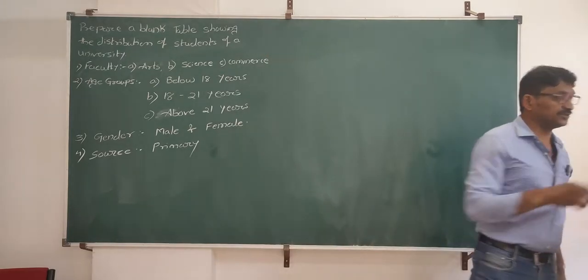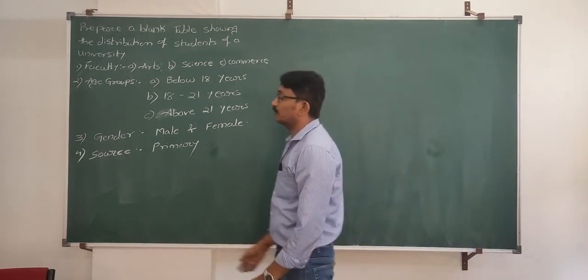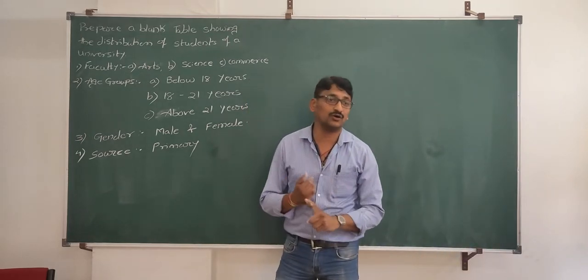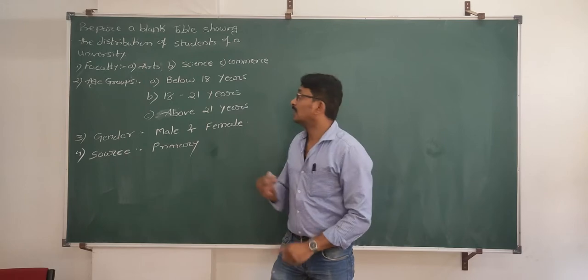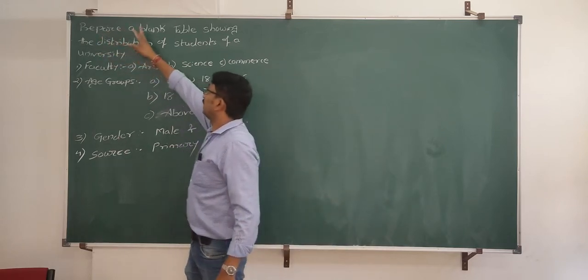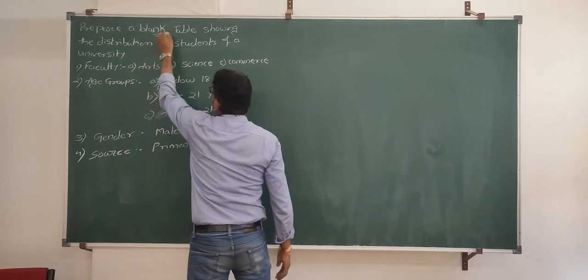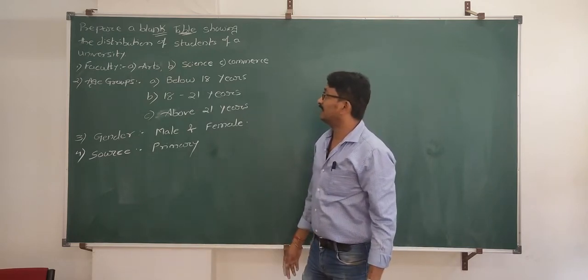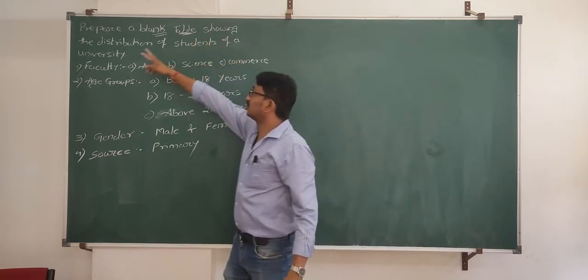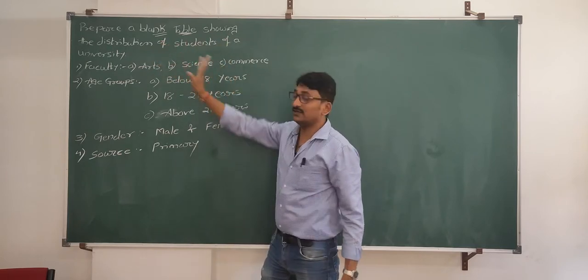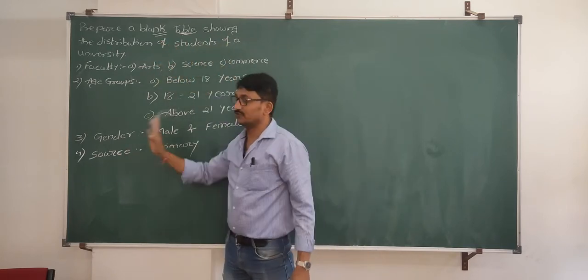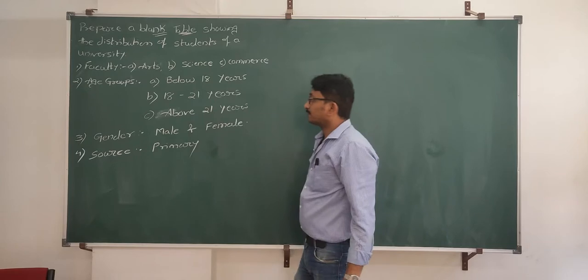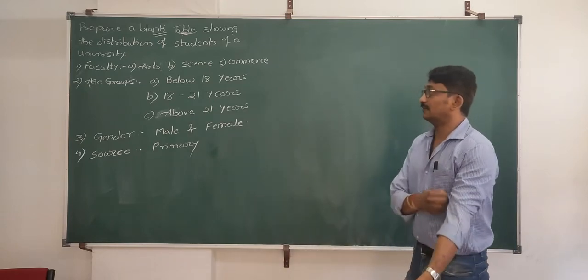Now, in this problem, you see what they have given, what we have to prepare. We have to prepare a blank table or a statistical table. See, we have to prepare a blank table. What we have to prepare? A blank table for the following data, showing the distribution of students of a university. After that, they have given you the data. Okay. Now we will start with the blank table.